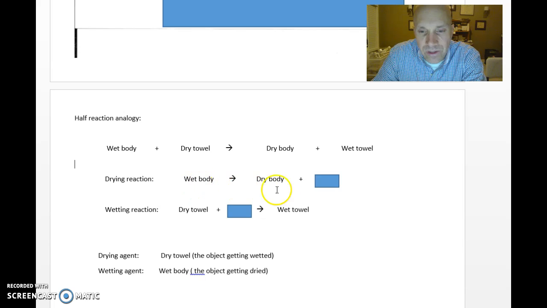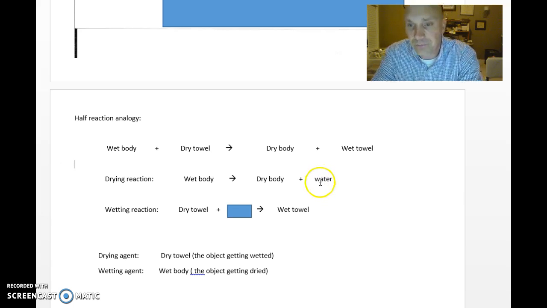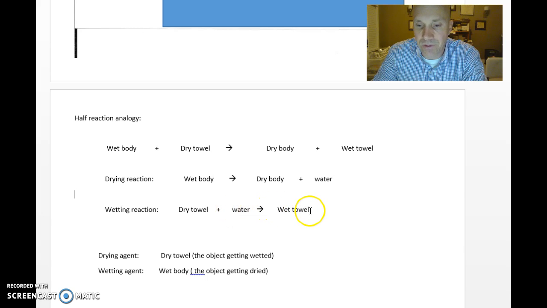So if we were to take a look at this and say, what do we need to balance this drying reaction? Well, the thing that's missing here is that when something gets dried, the water that was in that is somewhere. So we're just going to list that as another product. So the drying reaction would be wet body makes a dry body plus water. The wetting reaction is going to be the dry towel plus water. And hopefully you realize, where did the water come from? It came from the wet body. Plus the water becomes the wet towel.